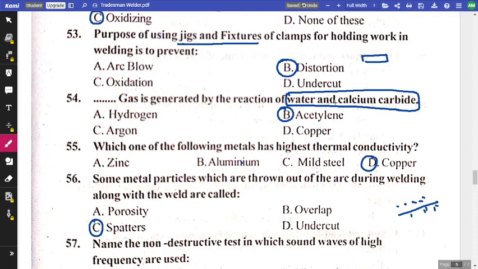Porosity is an air inclusion in the weld. Weld overlap means the metal is overlapping, and we know that is called weld overlap. Undercut means a groove where some amount of metal is missing. Spatters means metal thrown out, that is called spatters.